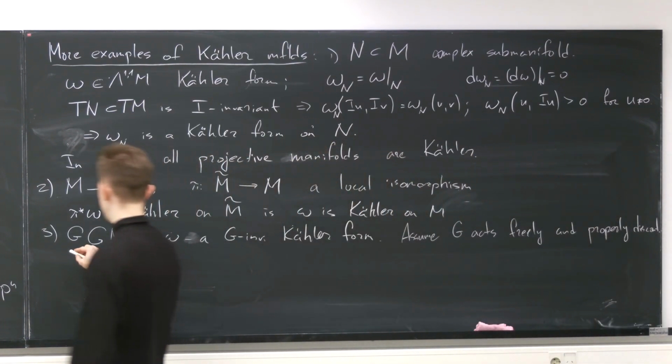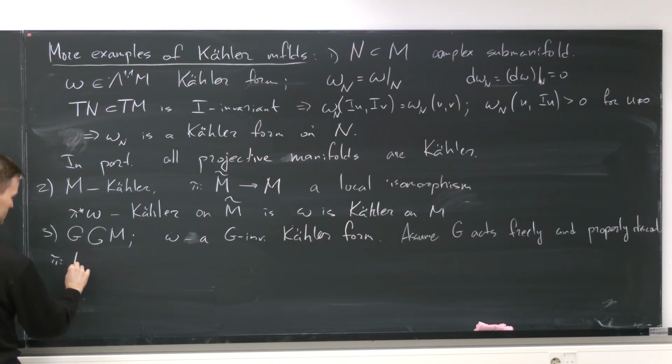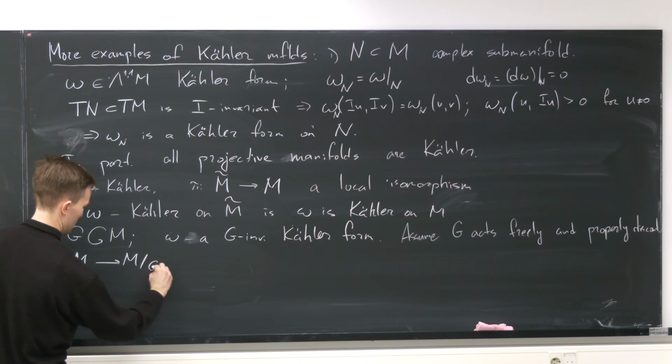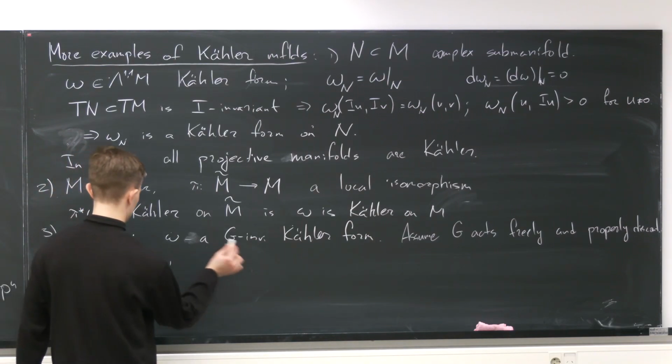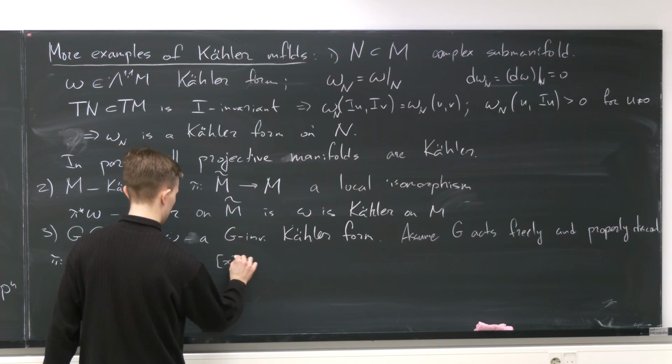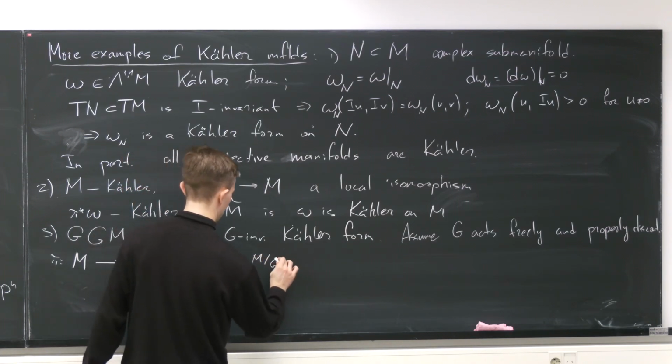So that the quotient exists, and there is this map to the quotient, and it's also a local isomorphism actually. But now we want to push forward the metric. Before it was a local isomorphism, we pulled something back, but here we want to push forward. So how to push forward? The push forward of a differential form is not well defined, but actually we just take some point in this manifold. We take a neighborhood of this point.